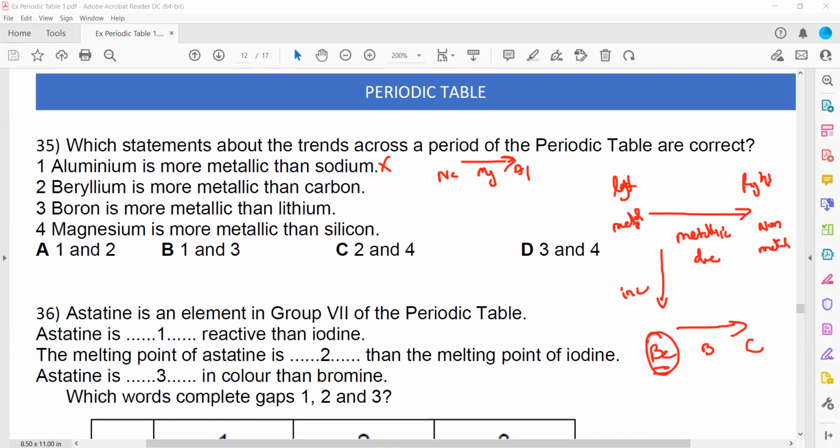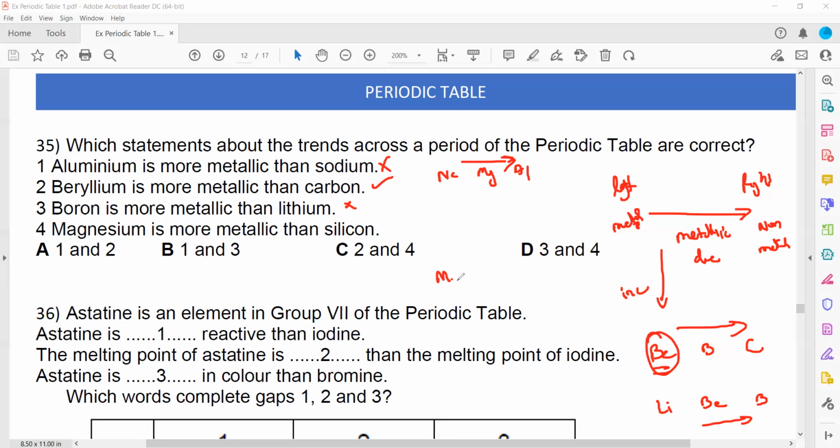Across the period, you will have the periodic table in the exam. So elements on the left hand side of the periodic table are more metallic as compared to elements on the right hand side. Then, boron is more metallic than lithium. When we check, we have lithium, beryllium, and then boron. So boron is more metallic? That is wrong. It's not more metallic, it is less, because boron is on the right hand side, and lithium is on the left.